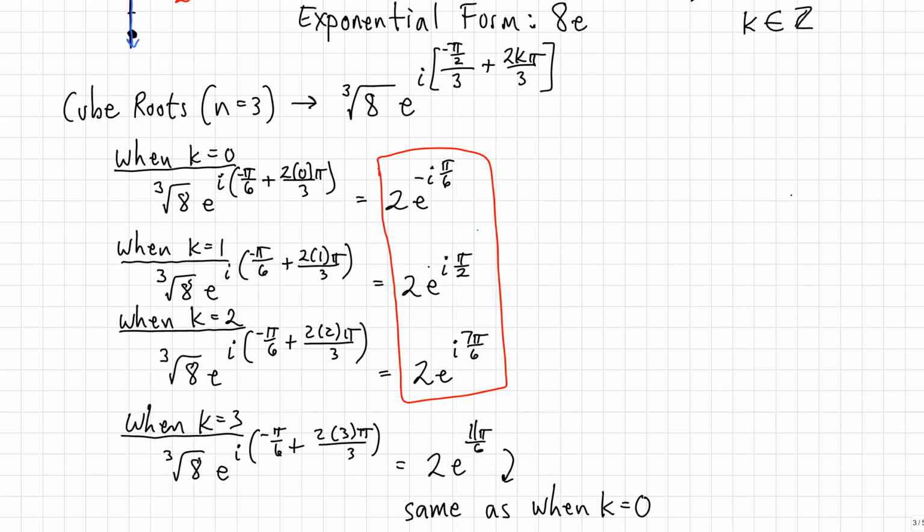Now, let's go ahead and plot all 3 of those on the complex plane and see what happens. So here's the complex plane, with i and R. Our first one, we have 2, so the distance from the origin is 2, and our angle is negative pi over 6. So negative pi over 6, that's negative 30 degrees, so that'd be down here. If we go a distance of 2 away from the origin.